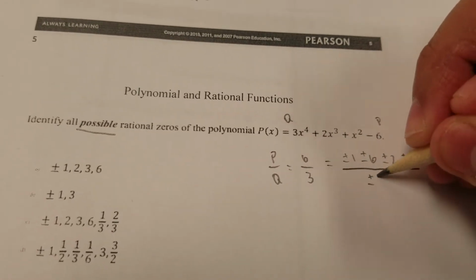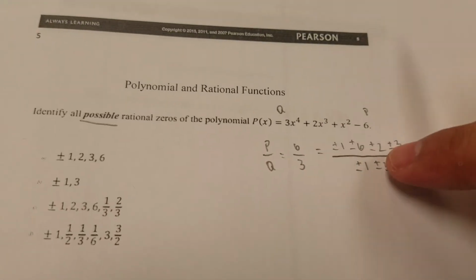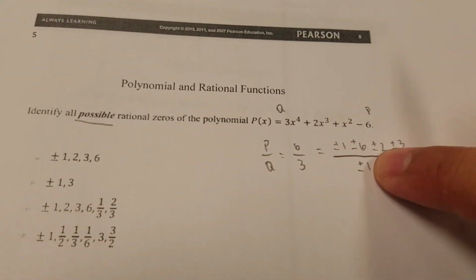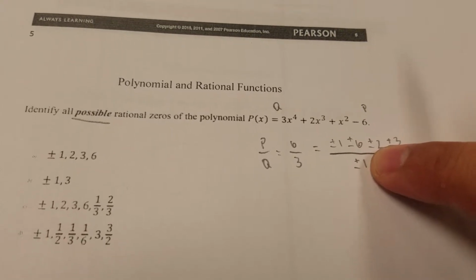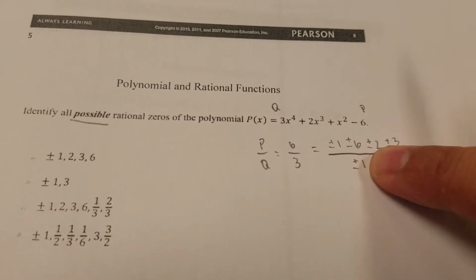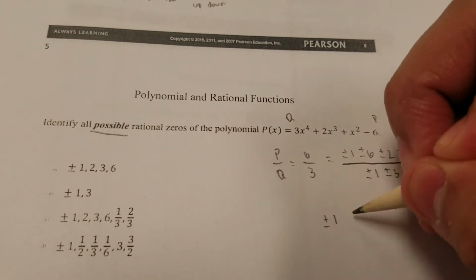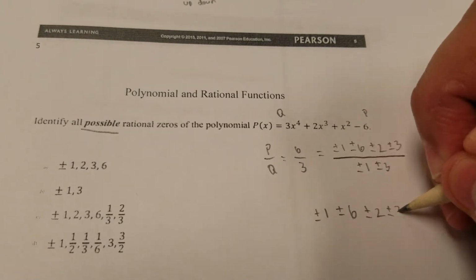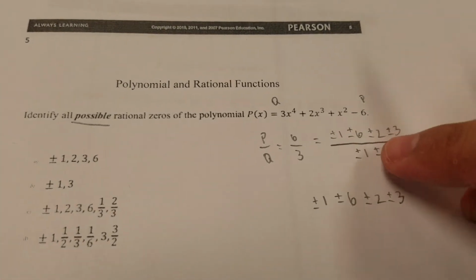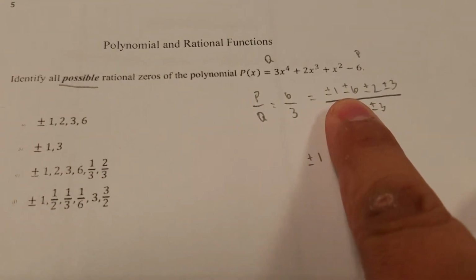And in the bottom, those are my factors. So I'm going to go through each one of these and divide by 1. So 1 divided by 1 is 1. 6 divided by 1 is 6. 2 divided by 1 is 2. 3 divided by 1 is 3. So okay, and when I come back through these, now I'm going to pretend the 1's not there. 1 divided by 3 is 1/3.